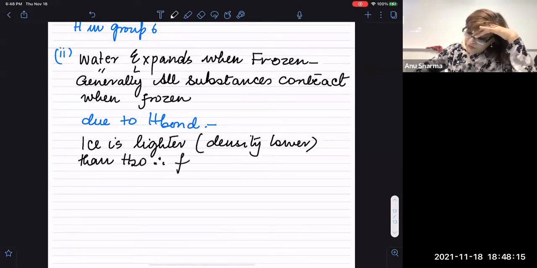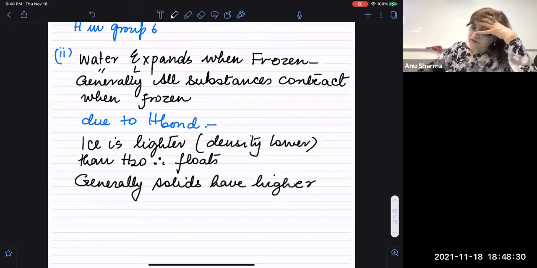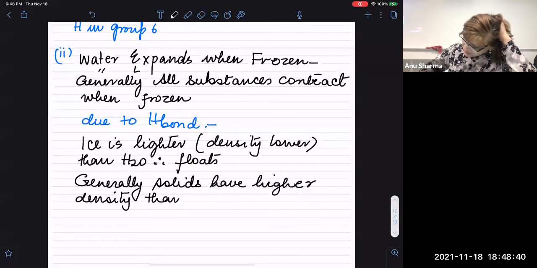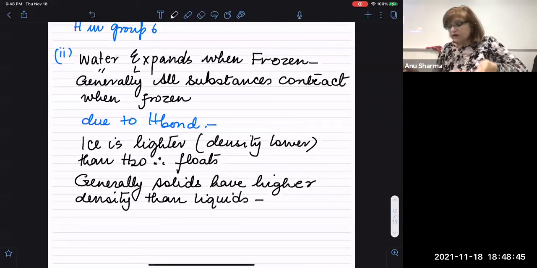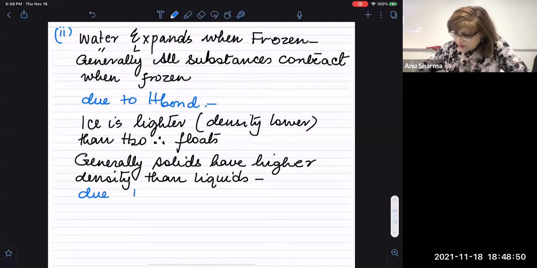Therefore, it floats. So generally, all solids have higher density. But here we see that water in a solid form has a lower density. Generally, not all of them, obviously, exceptions are there. Generally, solids have higher density than liquids. So for the most part, solids will sink. But with water, ice is floating. So why? Again, due to hydrogen bonding.